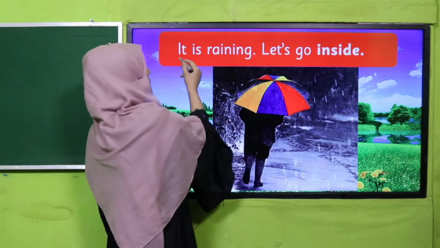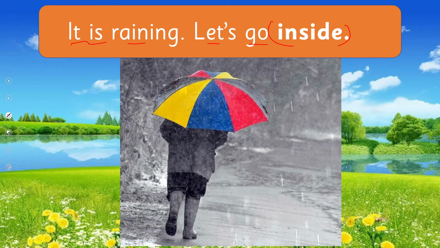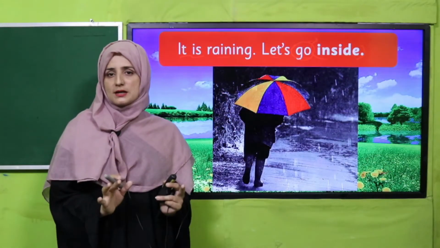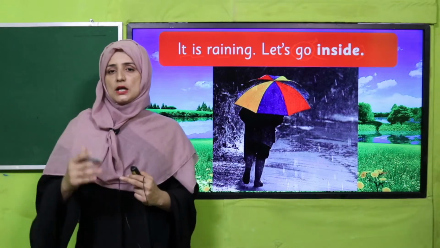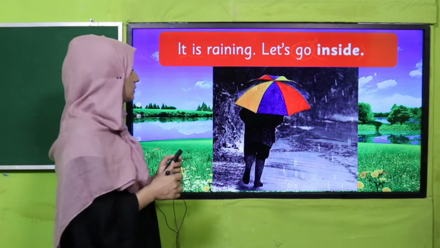Next example. It is raining. Let's go inside. So what is inside? Go is a verb, and it is being qualified by an adverb, inside. So inside is, yes, my dear students, a place. Like we are inside, in the classroom. If we are out, we will be outside. So these are places. Good.